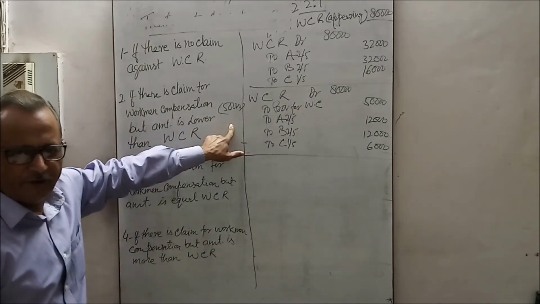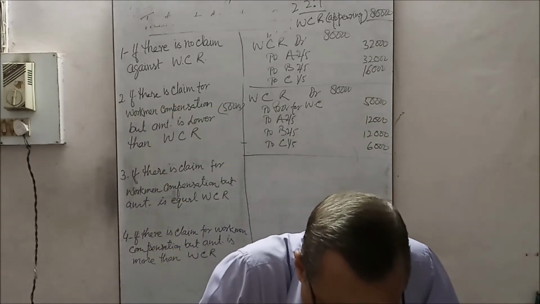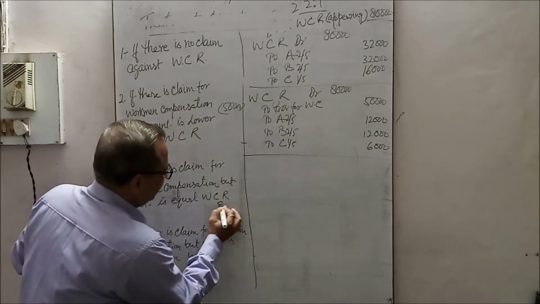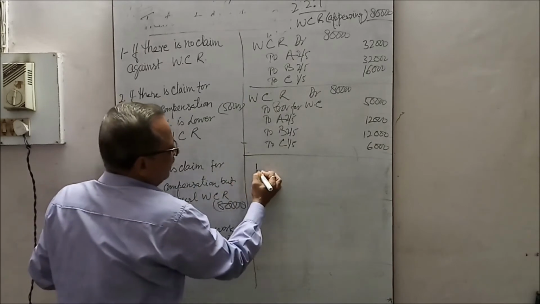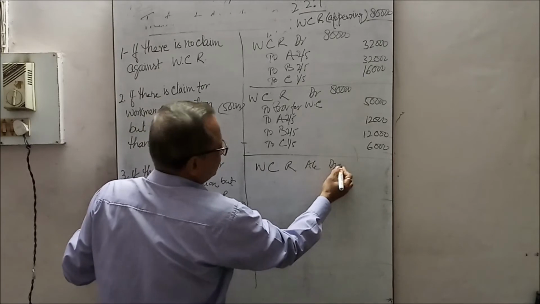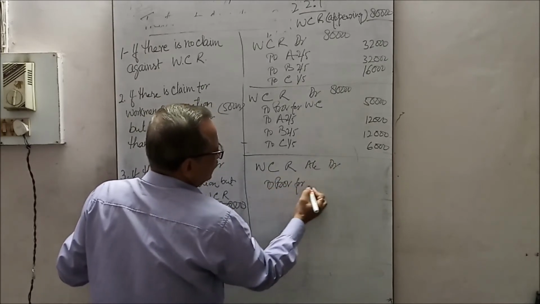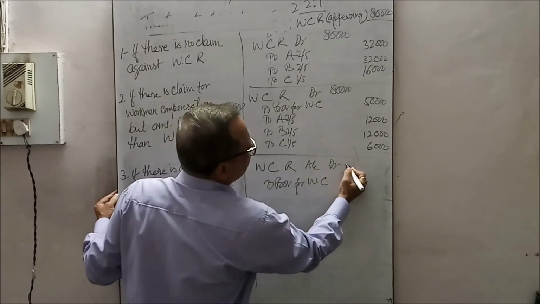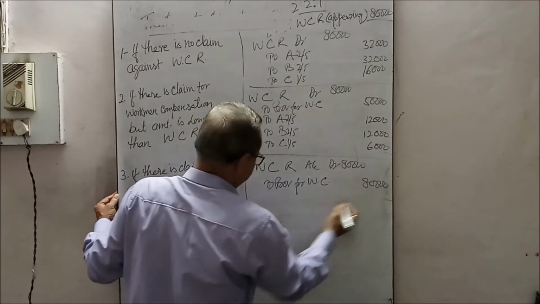This claim was 50,000. Now third case, if a claim for workmen compensation is estimated at 80,000, equal to 80,000. Claim is 80,000. Both are equal. So here we will pass WCR debit to provision for workmen compensation, that is 80,000. There is no problem.